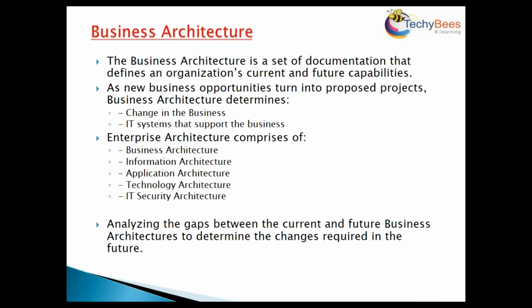Next, business architecture. The complete business architecture is divided into information architecture, application architecture, technology architecture, and IT security architecture. At an enterprise level, business architecture is within the enterprise architecture. Right? So business architecture deals with the business model of your company. Information architecture is about the information processing.